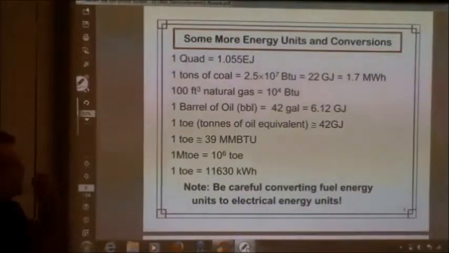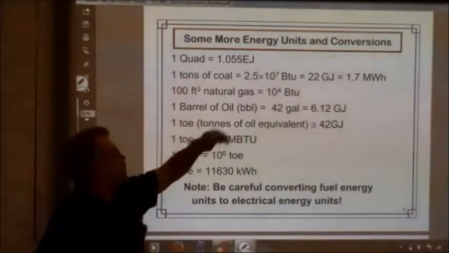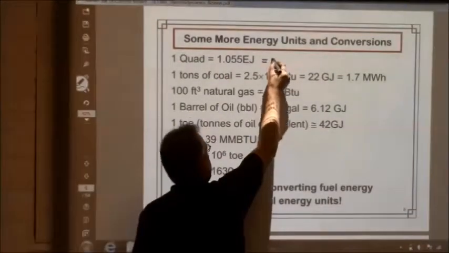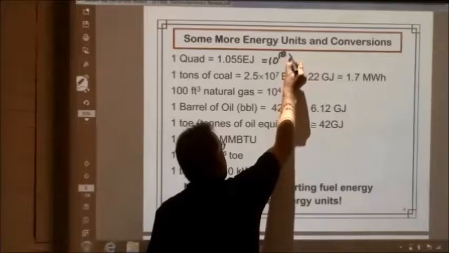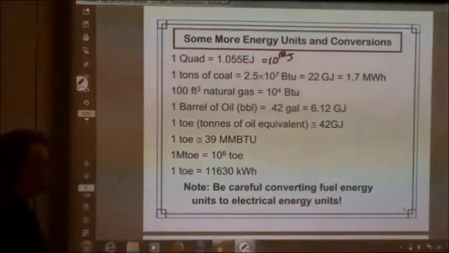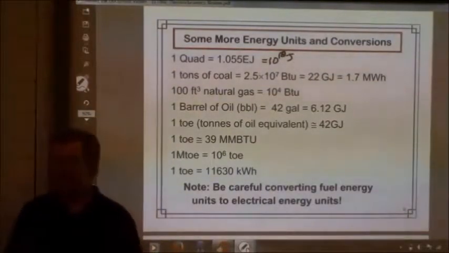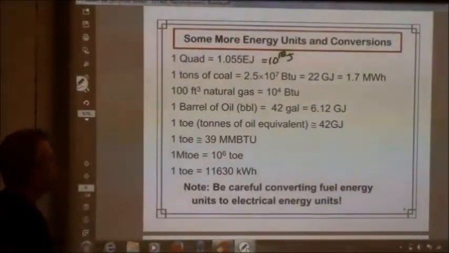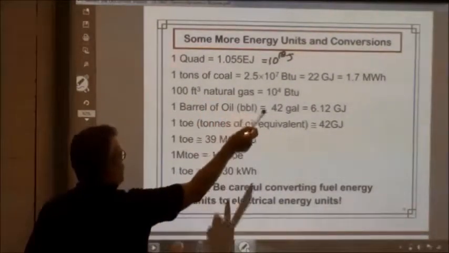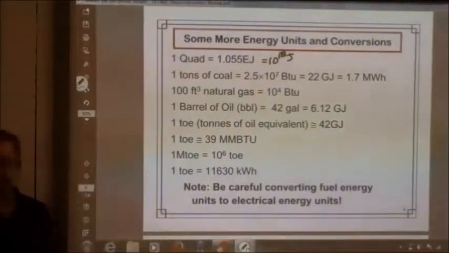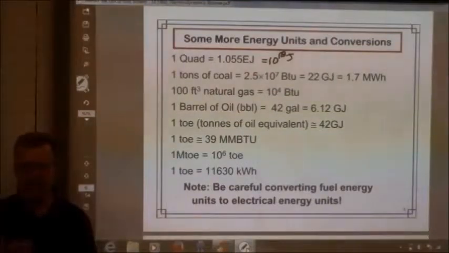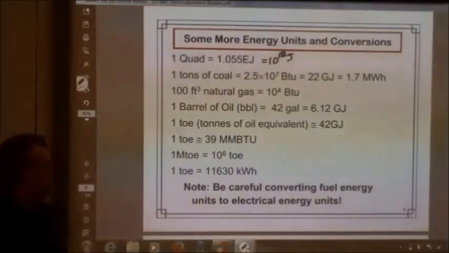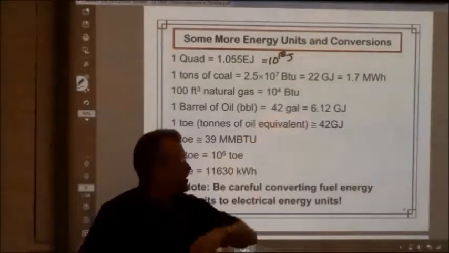Some more useful energy conversions. 1 quad is equal to about 1.055 exajoules, where an exajoule, if you look on the previous slide, is about 10 to the 18th joules. Now, you'll notice some of these other conversion factors have to do with the heat content of a certain fuel. For instance, 1 ton of coal is 25 million BTUs, or 22 gigajoules. So sometimes you'll see energy conversion done in tons of coal or barrels of oil. The amount of energy in 42 gallons of oil is 6 gigajoules.